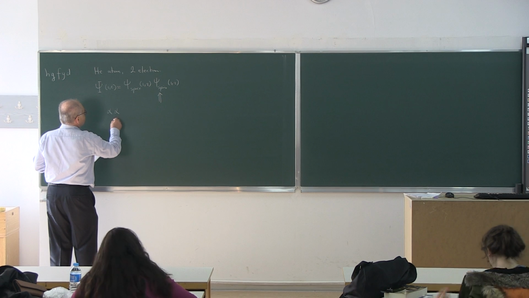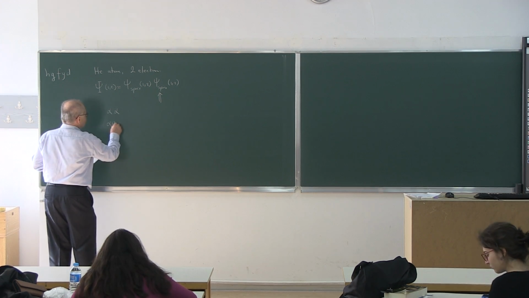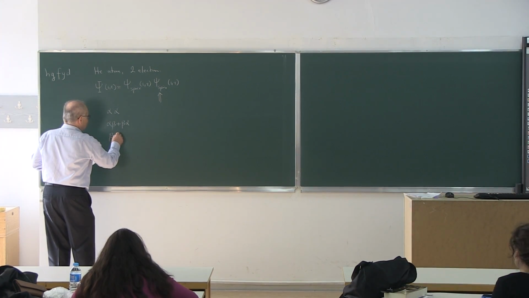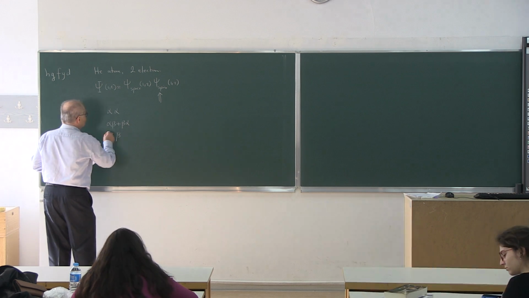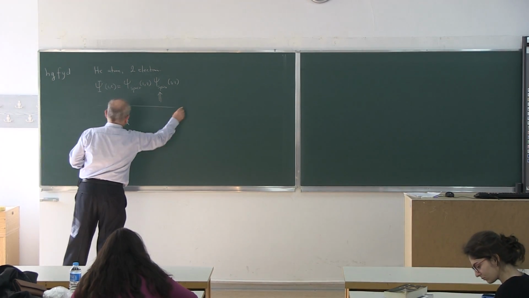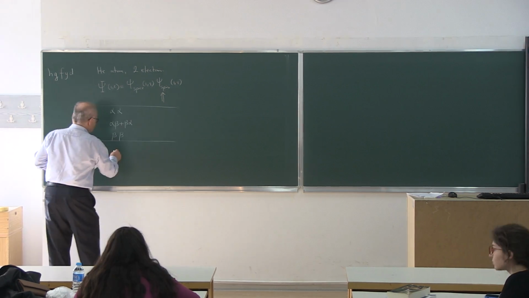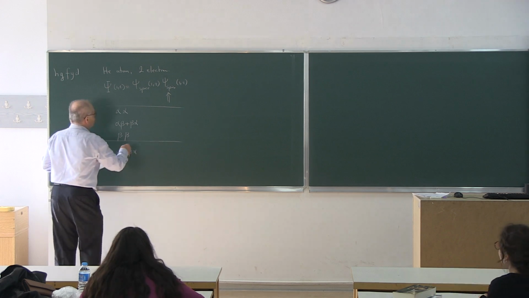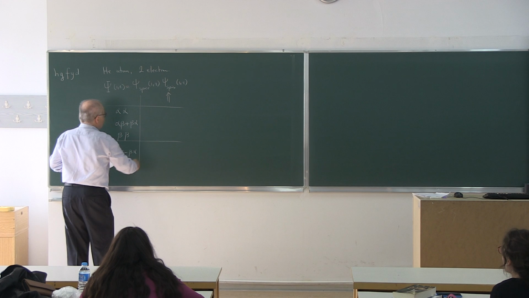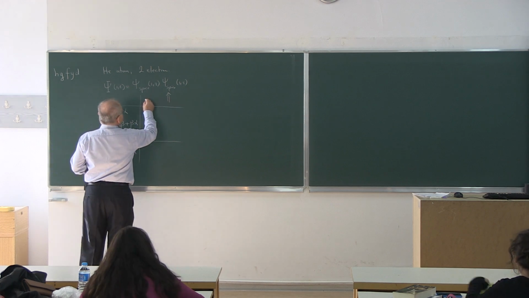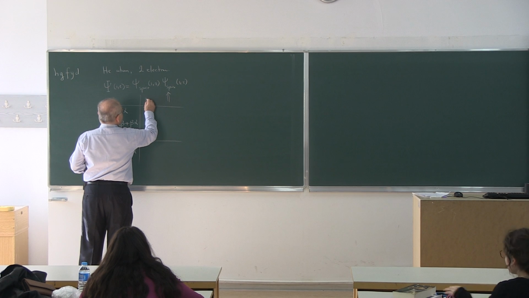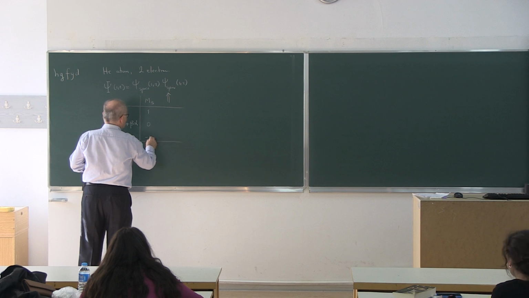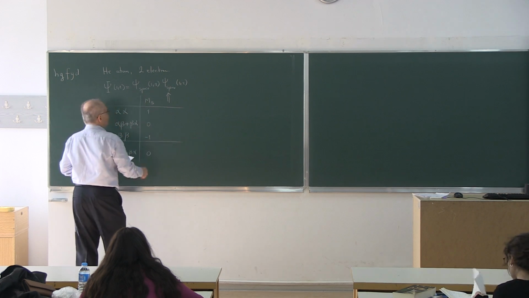Alpha times alpha, alpha times beta plus beta times alpha. A third spin function is beta times beta. And it is also alpha times beta minus beta times alpha. These spin functions have the property their ms values are 1, 0, minus 1, and this is 0 here.